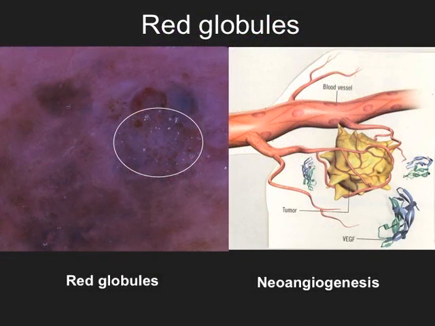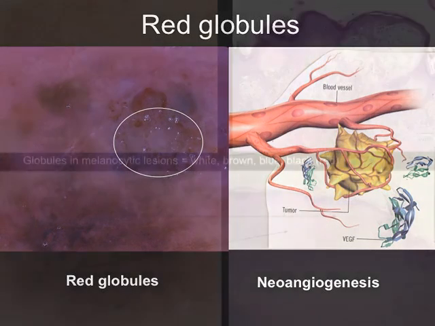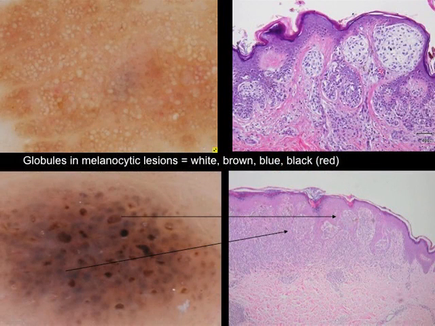And as I mentioned, red globules is really a neovascular process. So you have a tumor and there's neoangiogenic vessels around it, and that creates the impression of a red globule. And if you see red globules, that's a bad sign. Okay, so that means a malignancy with a deep nest that has neovascular process, and usually not a good prognostic feature. So here are your colors again. Globules in a melanocytic lesion can be white, brown, blue, and black, and red as the caveat that it's not really necessarily melanocytic. It's some neovascular process.